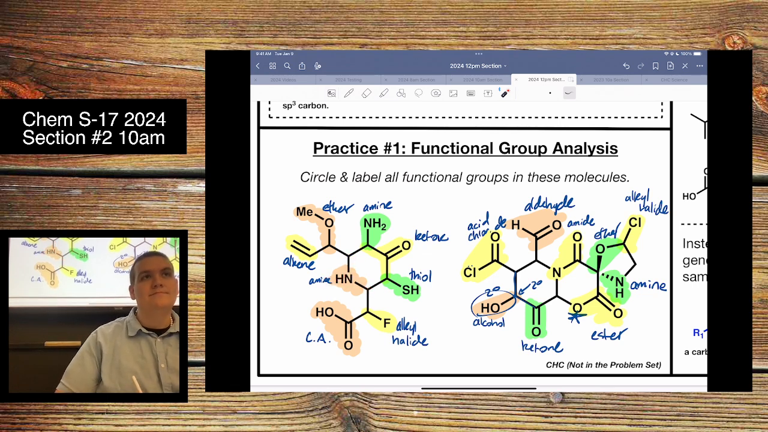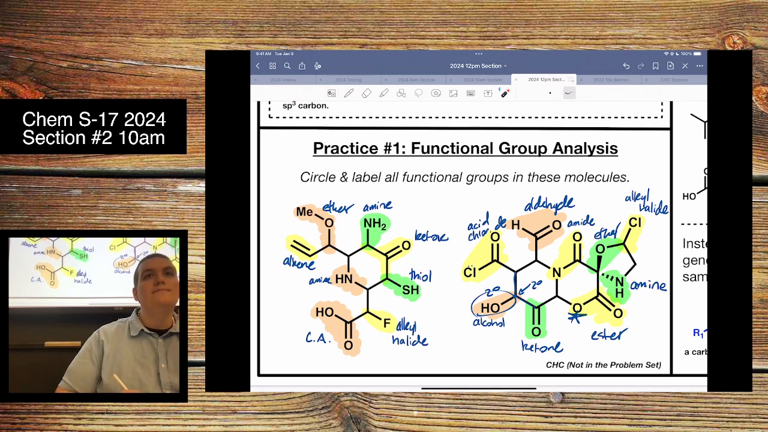Do we need to color it all? Not necessarily. It should be pretty clear what you're doing. If you want to be really precise and do this, sure. I think it's more nitpicky with an ether versus an alcohol, where you want to show that this has a carbon on either side, because that's the kind of thing you're looking for.